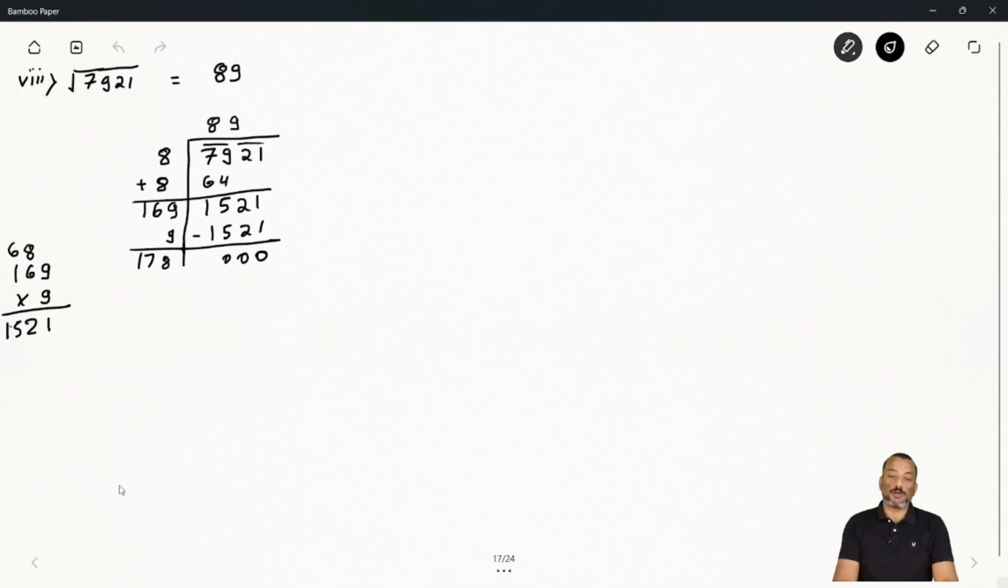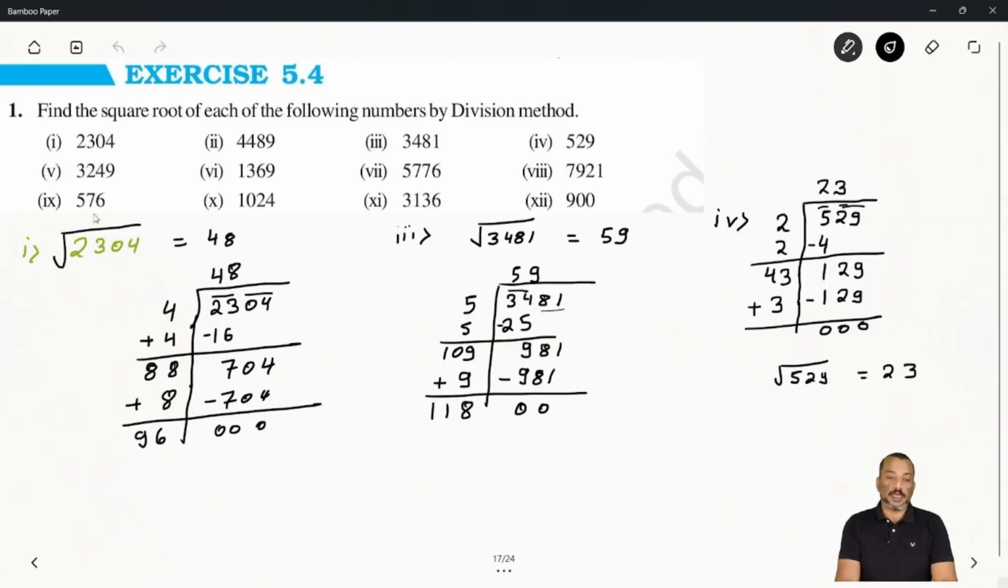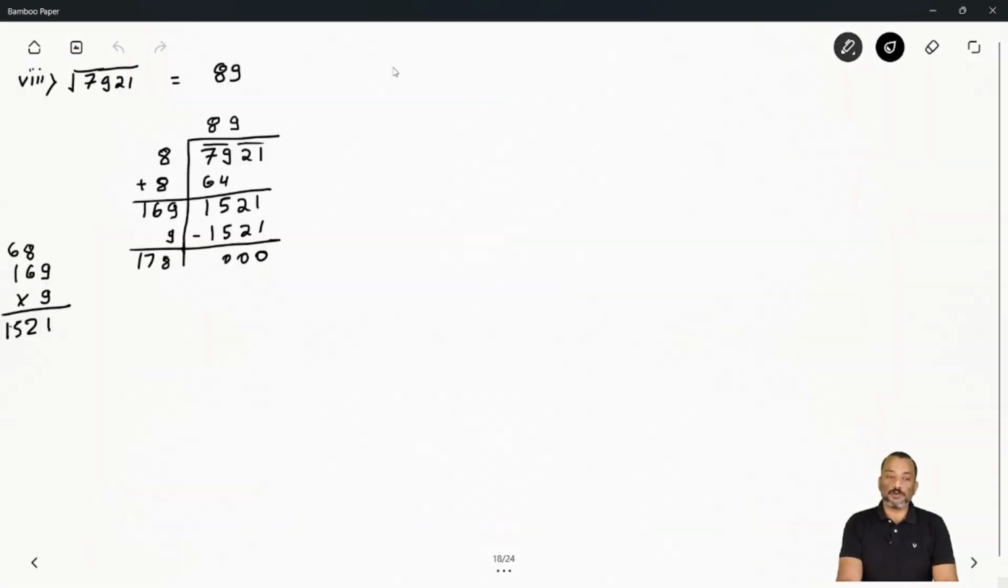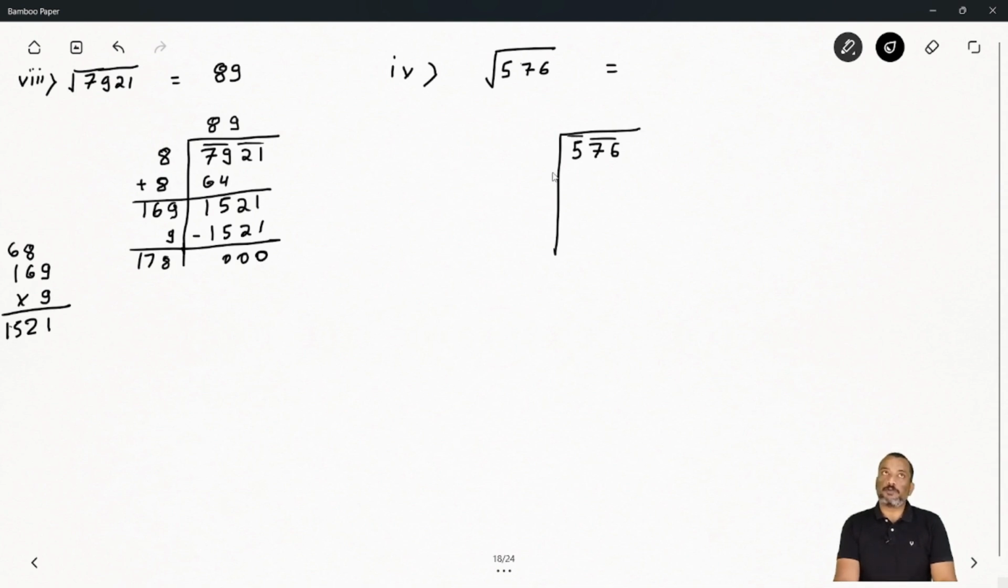Now let's try one more question. Here we have 576, a three-digit number. So question number 9: we have to find the square root of 576. Again we will take the long division method. Write 576, and make pairs from right to left. Here 5 is left, so before 5 the nearest perfect square is 2, so we will take 2.